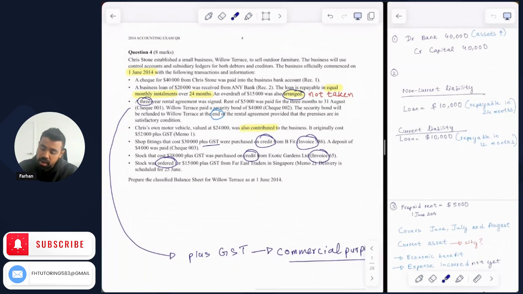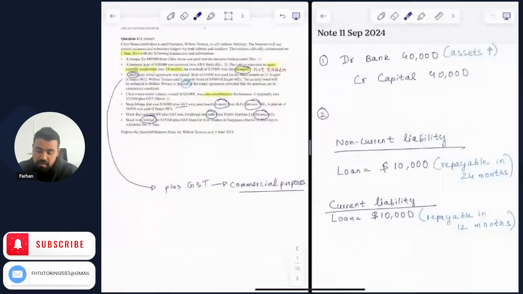So let's look into the workings, starting with the first information that we have. A check for $40,000 from Chris Stone was paid into the business bank account. Now, this is referring to the initial investment that has been made by the owner. So the owner started the business with $40,000 in capital. This means when capital increases for the business, we have to credit it. And because we have invested this money in the form of funds deposited into the bank account, this is increasing the balance of the bank account, and therefore we have to debit bank, because when assets increase, we have to debit them.